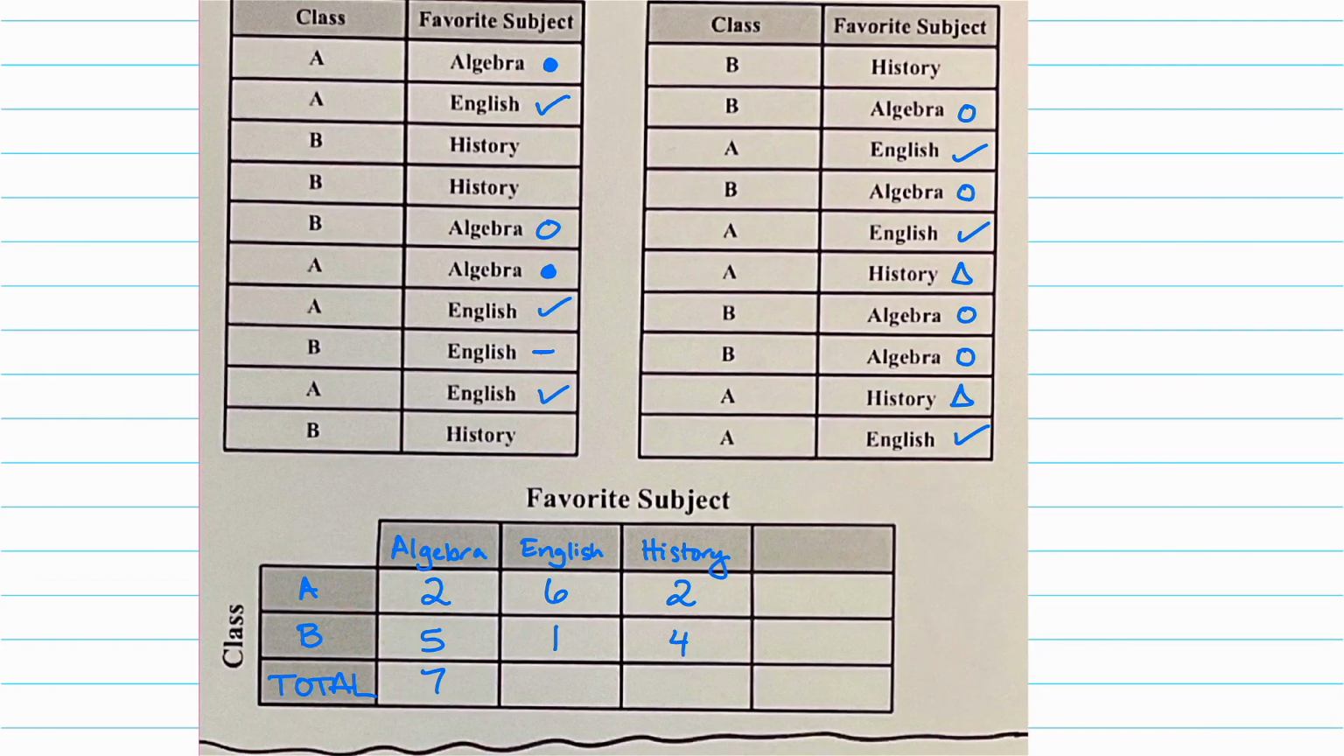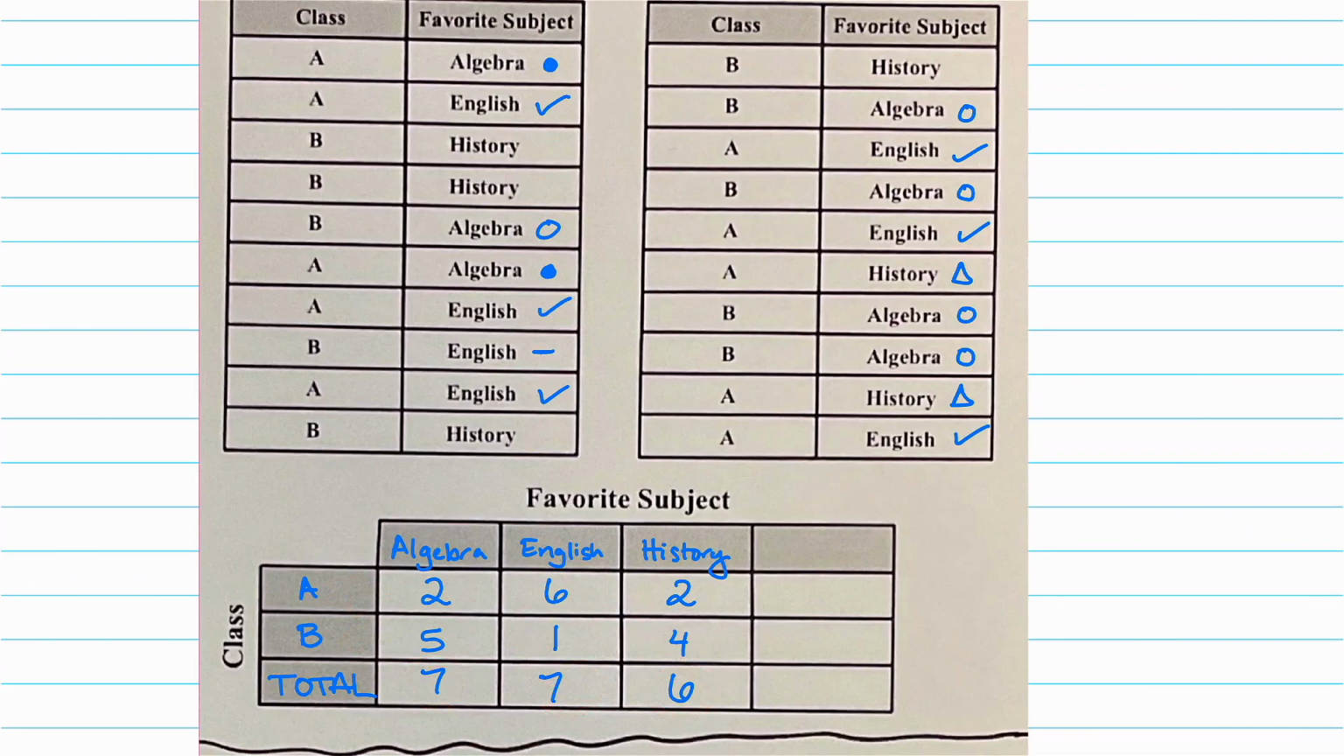If I wanted to know how many English classes there were total, I would just add up the six from Class A and the one from Class B. Six plus one, that would be seven English classes total. If I wanted to find the history class total, I would write that there are six. Same thing over this way. Well, that tells me how many algebra, English, and history classes there were total.